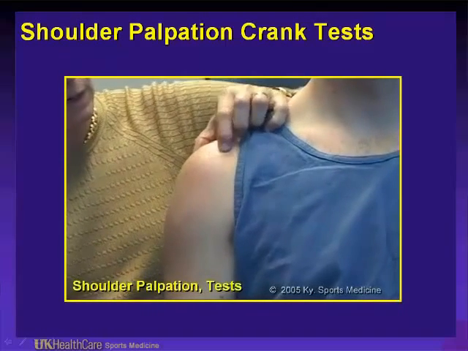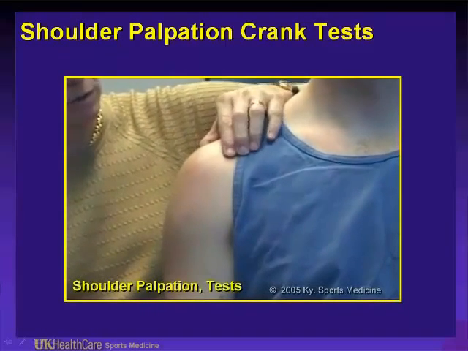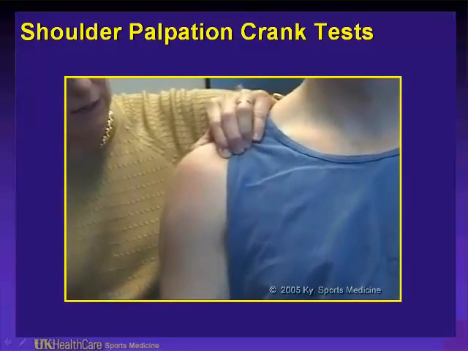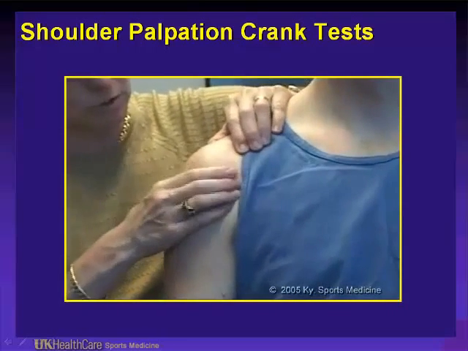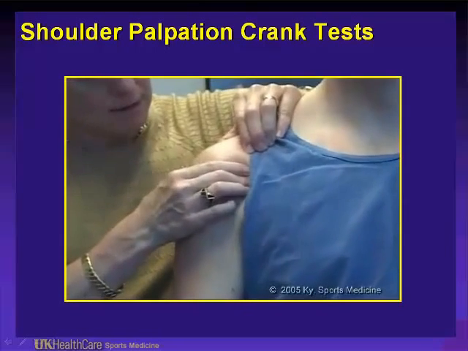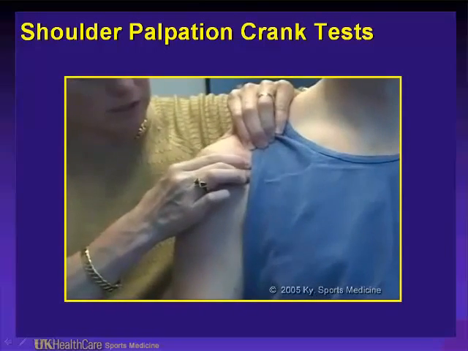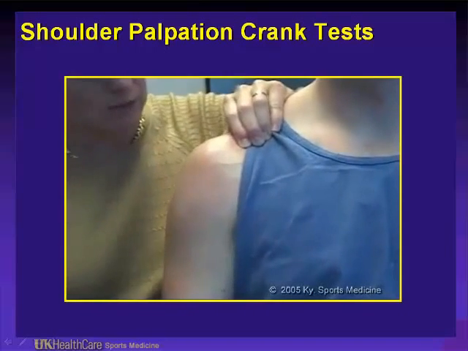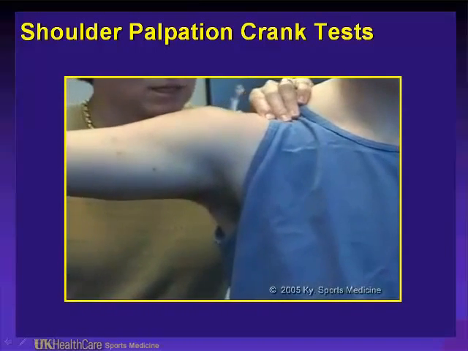Examining the patient in a seated position is very effective. You can palpate the landmarks, the AC joint, the glenohumeral articulation, inferior luxation, and then anterior posterior rocking the shoulder. So I've got my hand on the proximal humerus and I'm rocking in and out to get a sense of the stability going forward and backward.